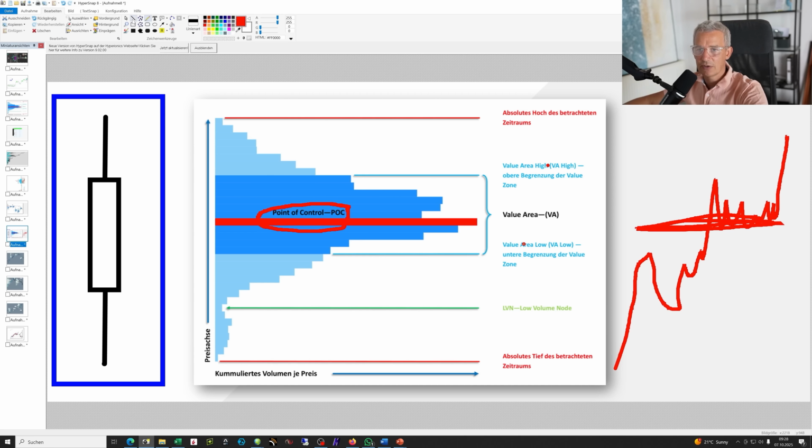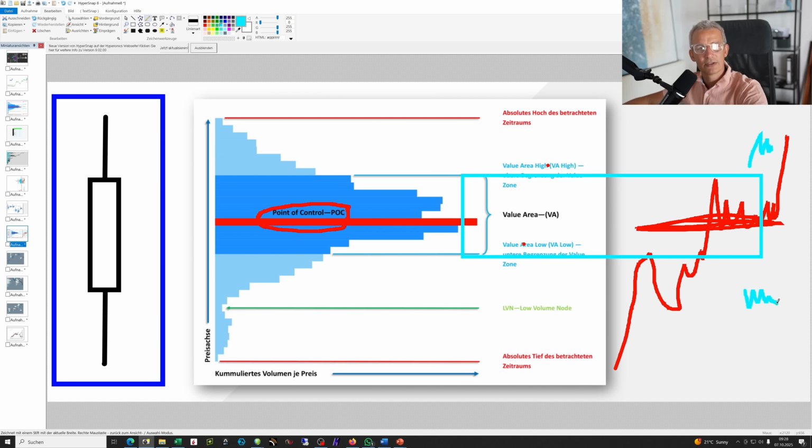Then there are the so-called value area high and low. These are the price areas where the market starts to move into an imbalance. This means if I transfer this over here, everything above the value area high and below the value area low is considered an unfair price area. This means that everywhere here, the market felt very comfortable. And in this price area and in this price area, within the corresponding time frame, the market simply did not feel comfortable.